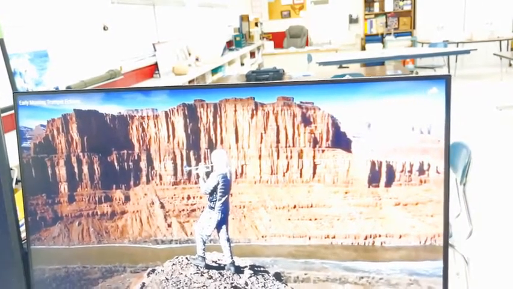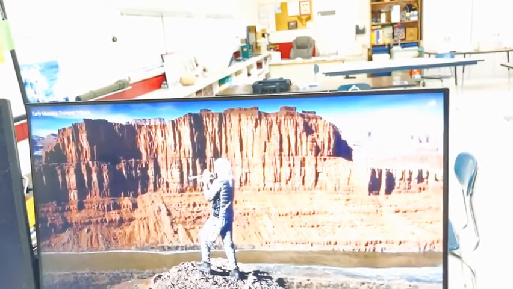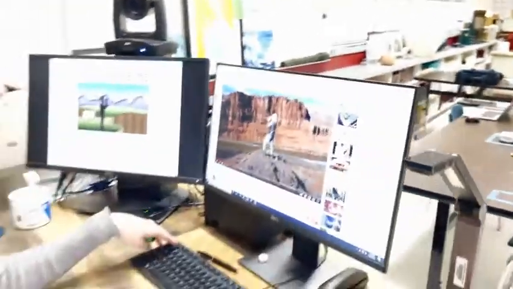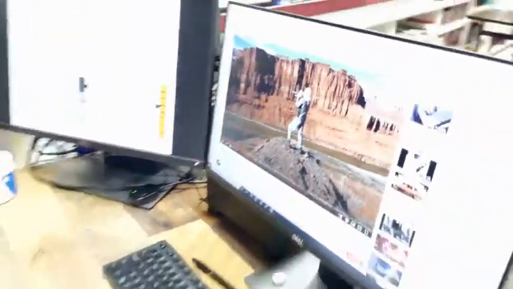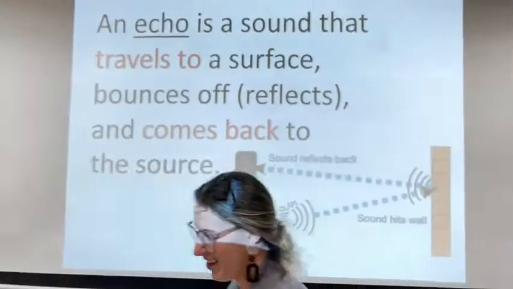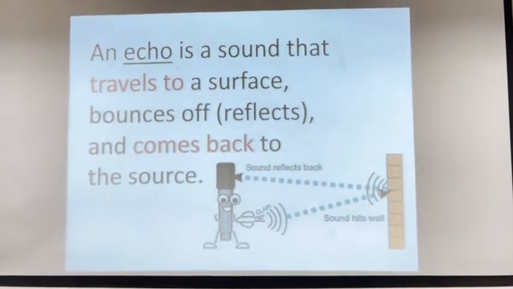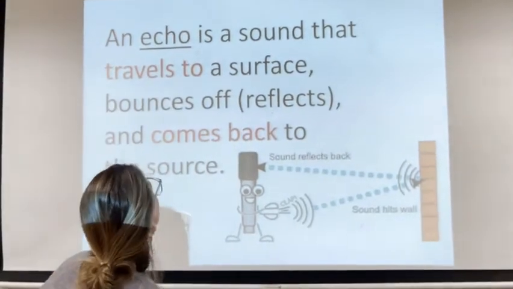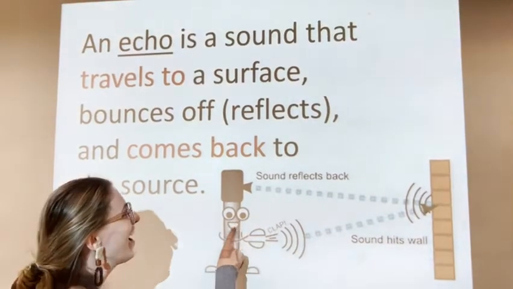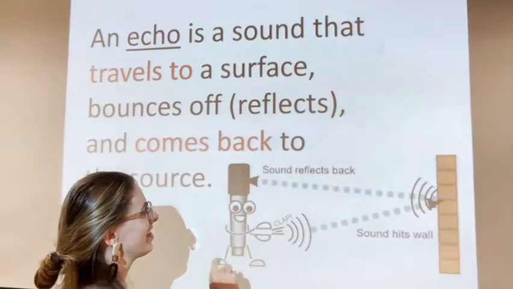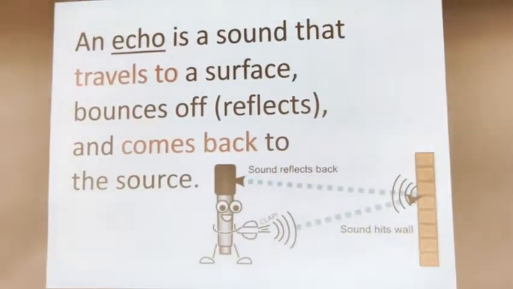Three echoes. I'm going to pause right there. So, totally groovy. What is an echo? Well, see that big wall in the background. It acts like a wall, or it is a wall. An echo is a sound that travels to a surface, bounces off, reflects, and then comes back to the source. Alex was standing here, and Alex and his crew yelled something, and that sound wave traveled here, hit the wall, and then reflected back. That's what an echo is.